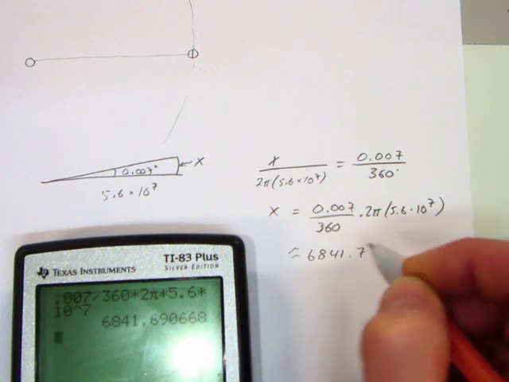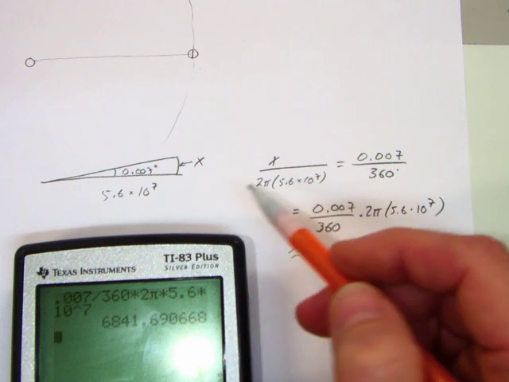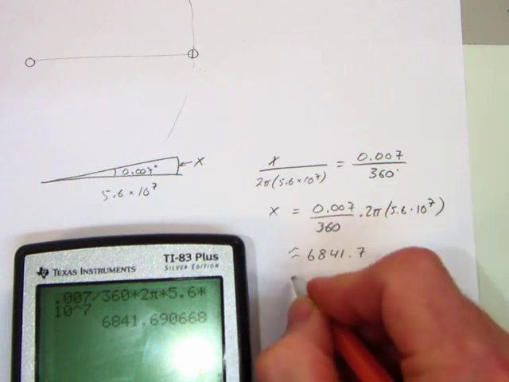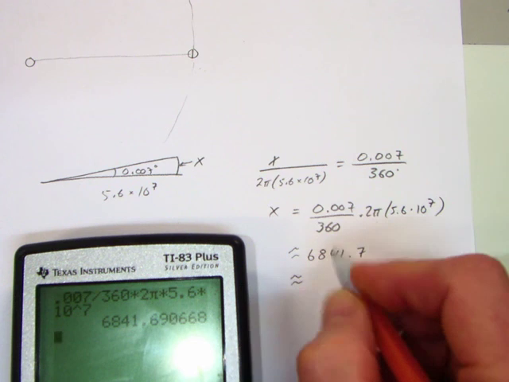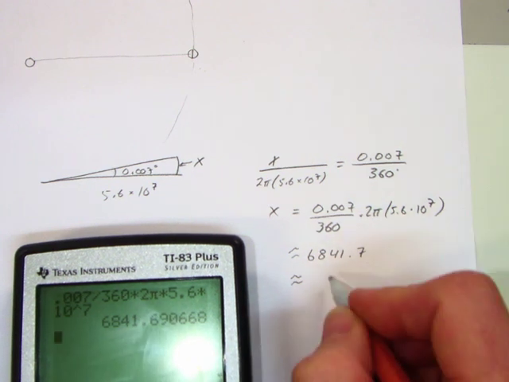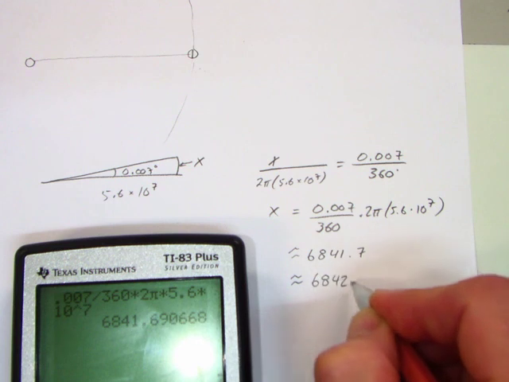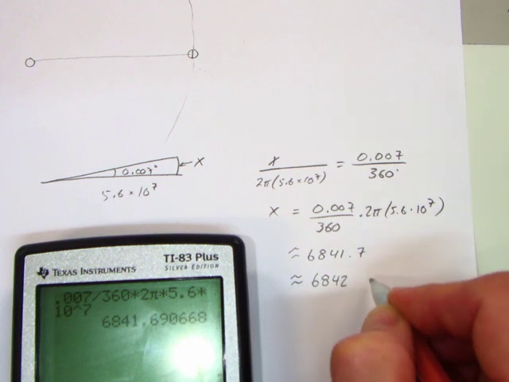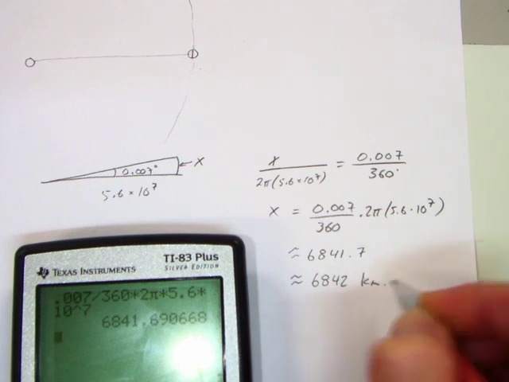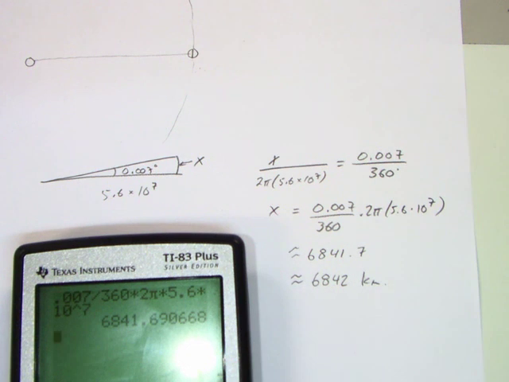6841.7. Now, when we look at this, 5.6 times 10 to the 7th, that's a very rounded number. I'm not going to get into sig figs on this type of problem. If you said here, unless I told you otherwise, it's about 6,842, what are the units of this thing? Kilometers. That would be okay. I'll tell you in general what to do for the rounding of a problem. And that's it for section 2.